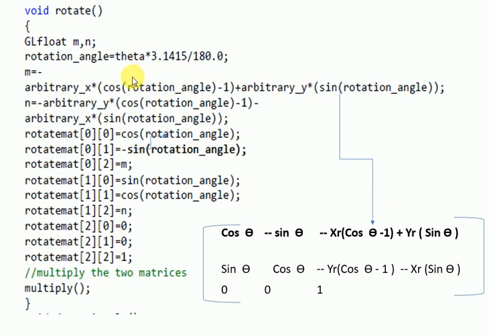Now the rotate function is called, and in the rotate function, m equals minus arbitrary x into cos of rotation angle minus 1, minus arbitrary y into sine of rotation angle. This is what is given. So this m represents this part, which we have seen as a formula. This whole part is M, and the next one is N. Now this part, cos theta, is the first one. Rotate matrix of 0, 1 is minus sine theta. Rotate matrix of 1, 0 is sine theta. Rotate matrix of 1, 1 is cos theta.